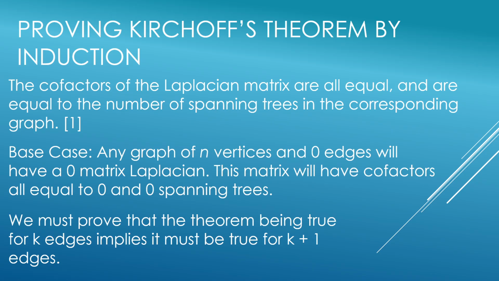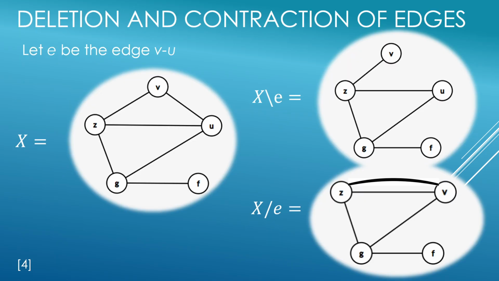And so it's a very simple base case where it's 0 equals 0 for Kirchhoff's matrix tree theorem. But for the bulk and the substance of the proof, we need to prove that the theorem being true for k number of edges implies that it's true for k plus 1 edges. So we'll be looking at this. To do this, we'll be looking at the deletion and contraction of edges. So we're going to define up here E equal to the edge between V and U.